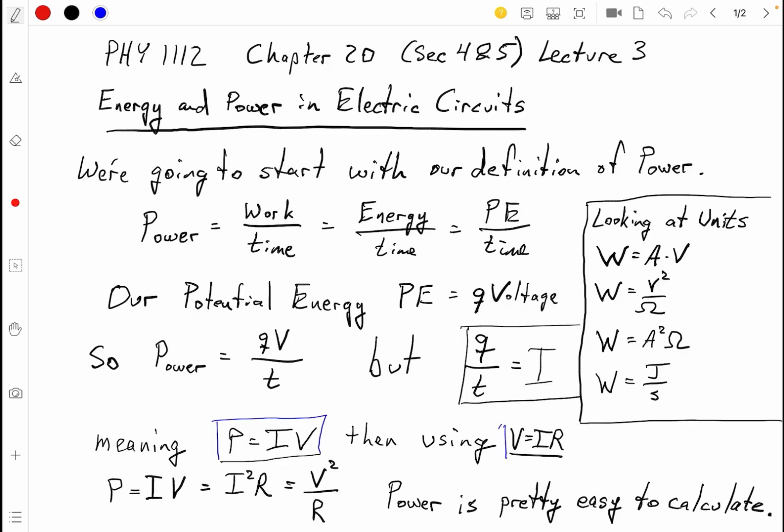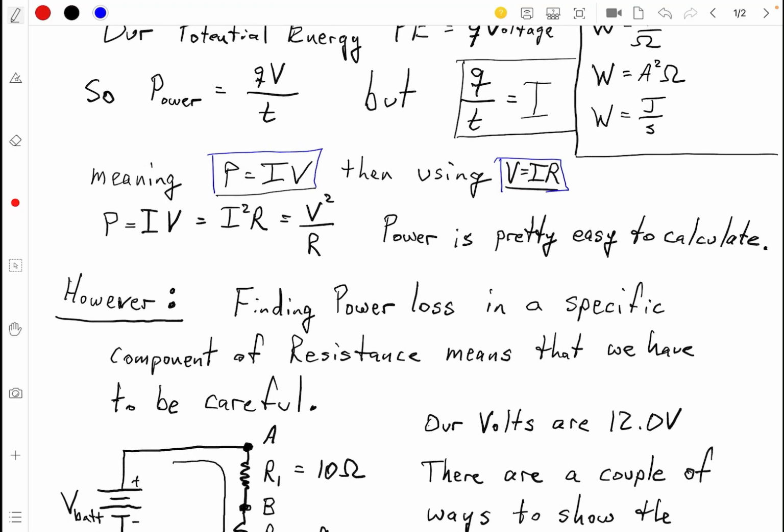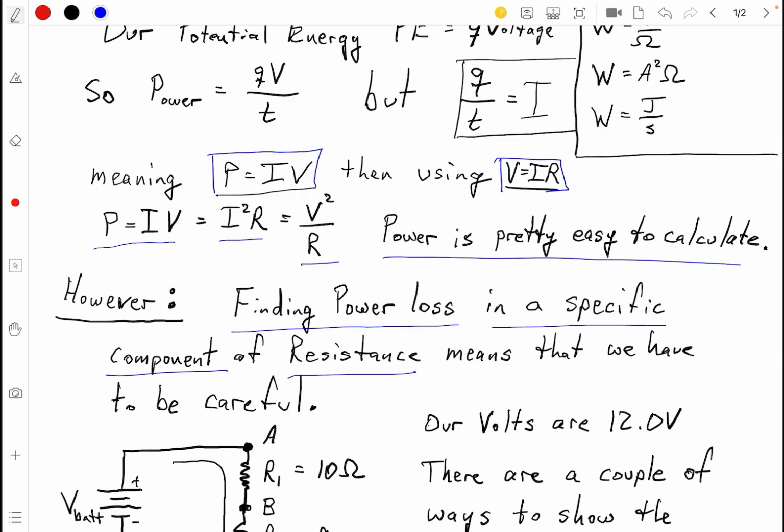And if we use V equals IR, then we can do some cool stuff. And we can show that not only does P equal IV, but P equals I squared R and V squared over R. Okay? So power is easy to calculate. You can do it all kinds of different ways depending on what you're given. However, finding power loss in a specific component of resistance means that we have to be careful.